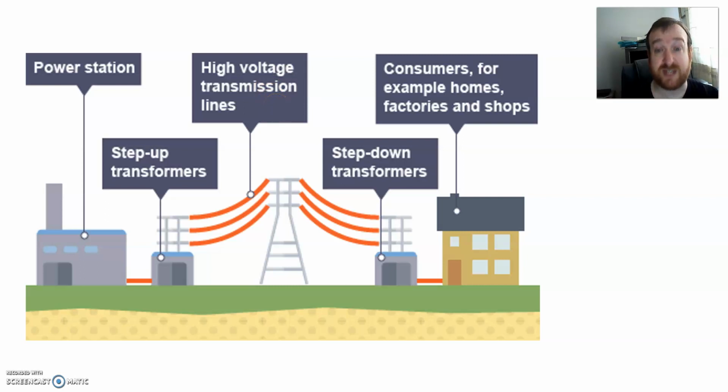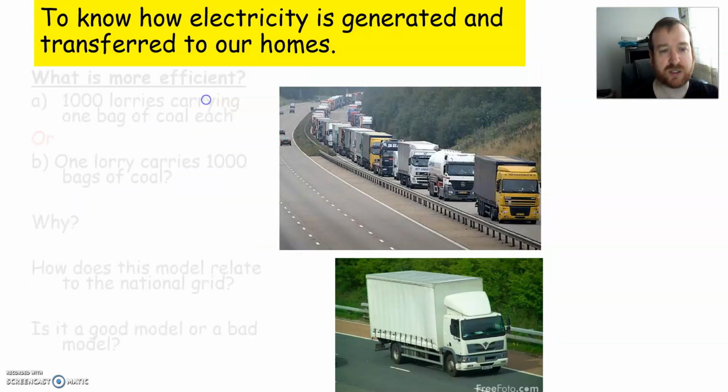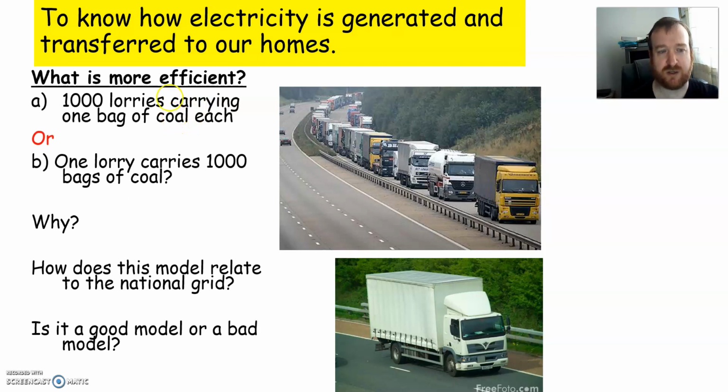The current will decrease, and it's important that we have an understanding of why that might be helpful. I've got this analogy with trucks. What's more efficient? What's safer for the road? To have 1,000 lorries, each carrying one bag of coal, or one lorry having 1,000 bags of coal? It's obviously the one lorry carrying 1,000 bags of coal. The coal represents our energy in our circuit. The lorries represent the electrons.